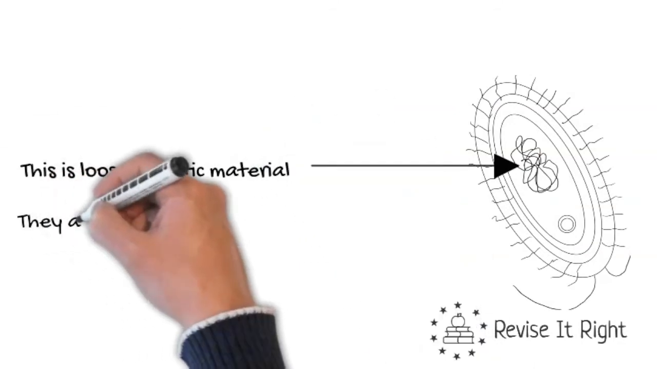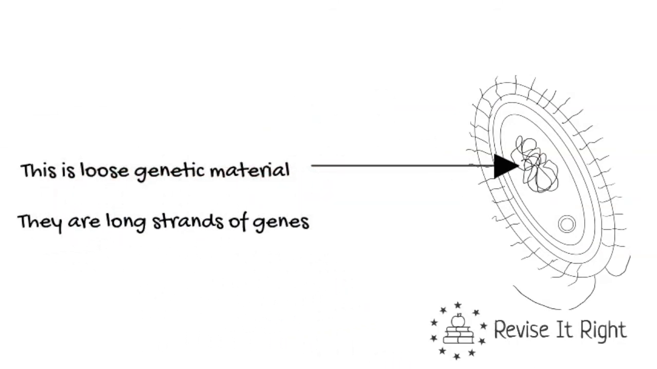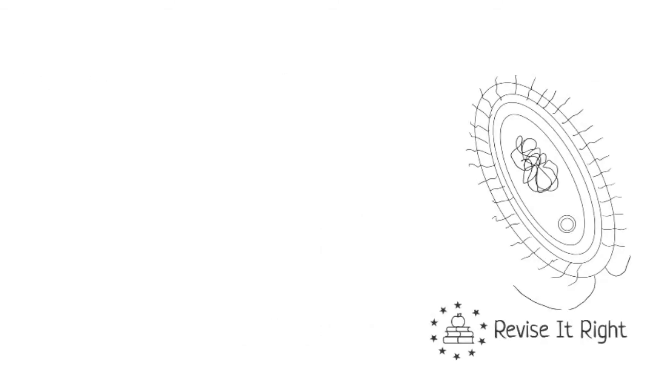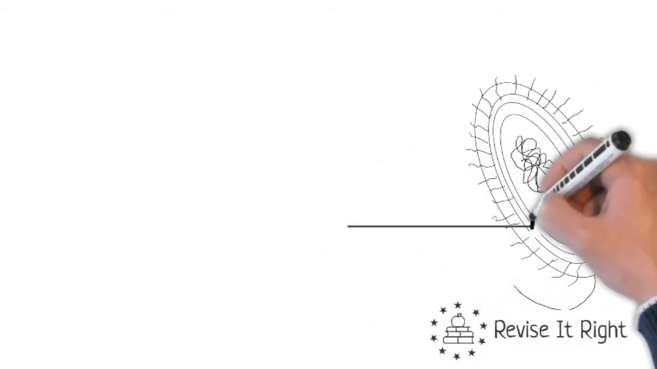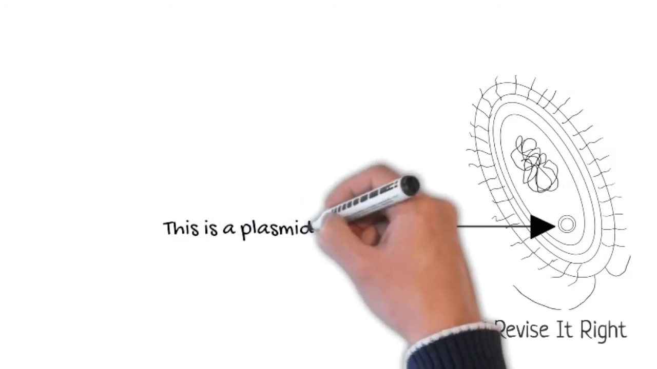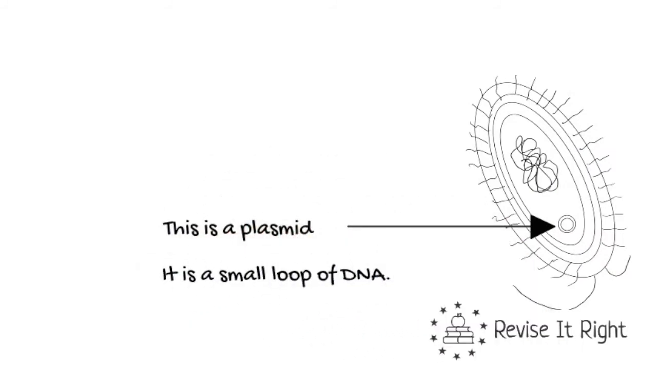Here is the loose genetic material. They are long strands of genes. And finally, here is a plasmid. It is a small loop of DNA.